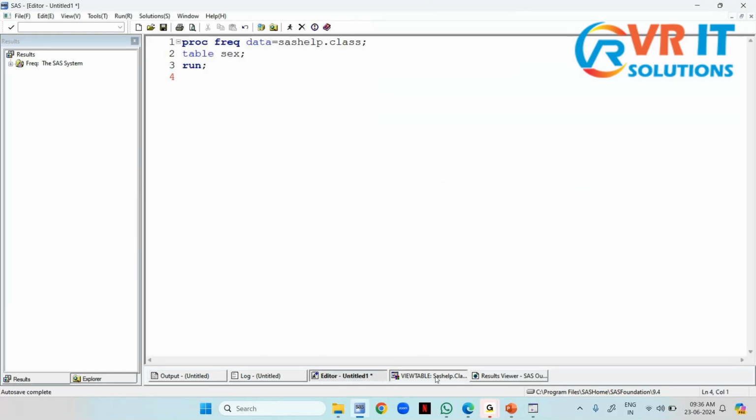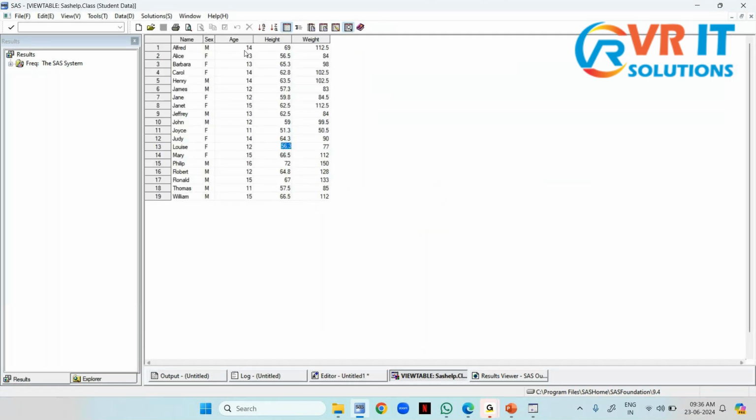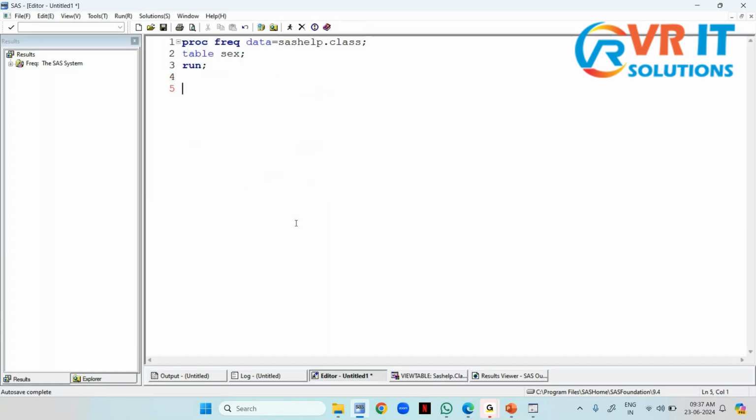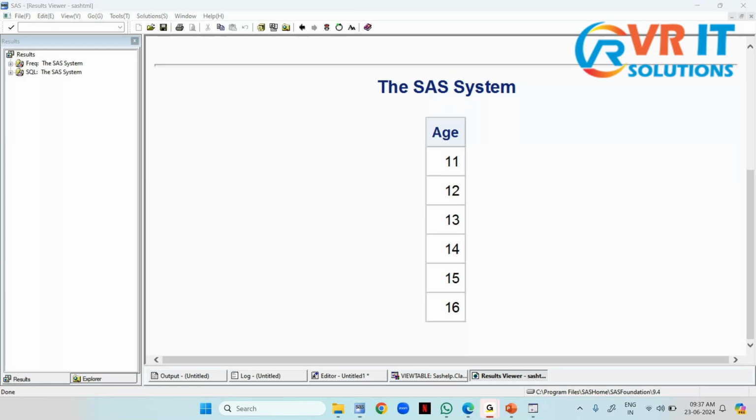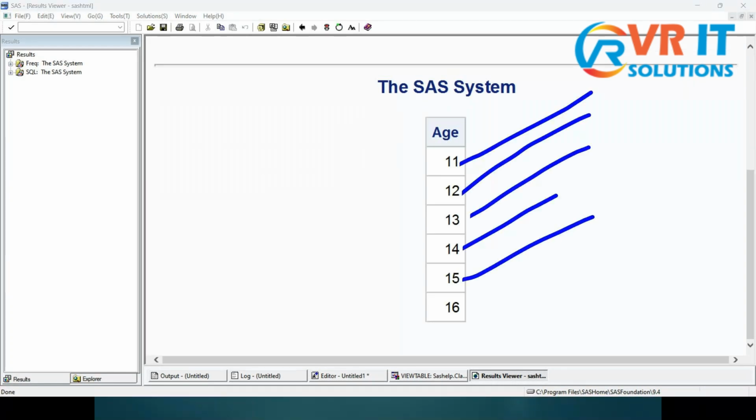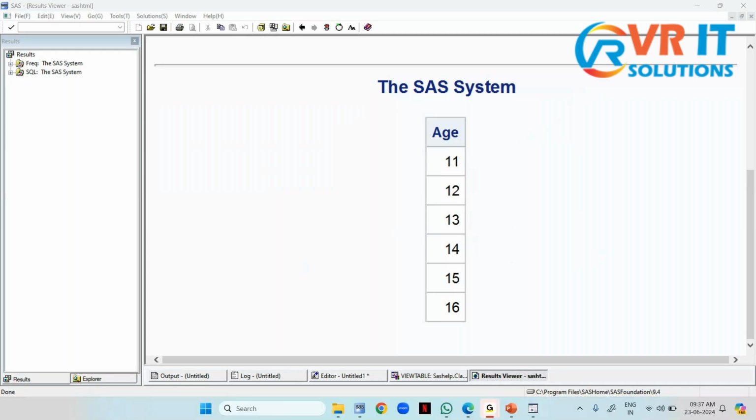Now, from the same data set, we have ages 14, 13, 12, 15, 11, 16, 15, 11. I want to find out how many different ages we have here. So we can write some code. We have age in that data: 11, 12, 13, 14, 15, and 16. So we can understand the data.